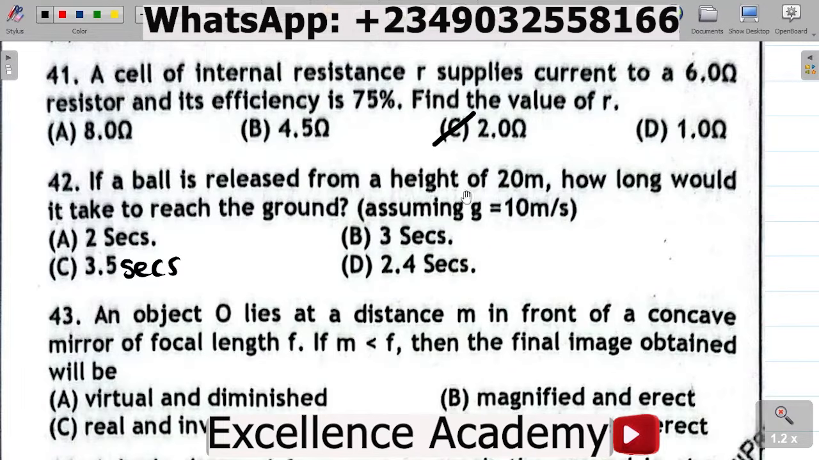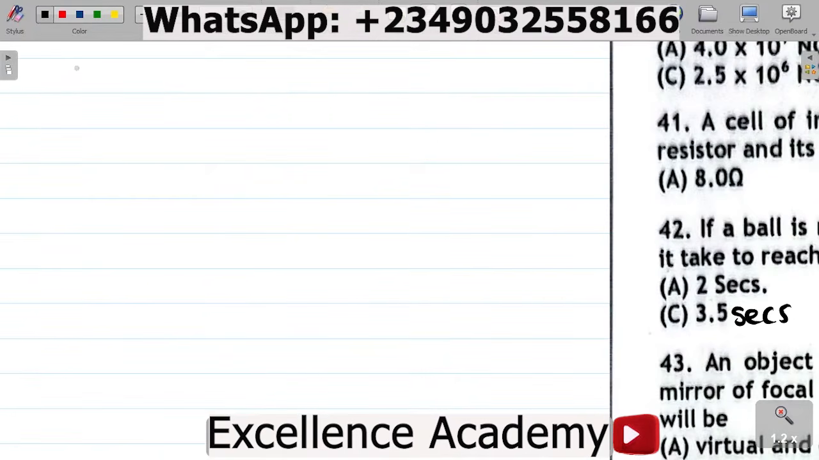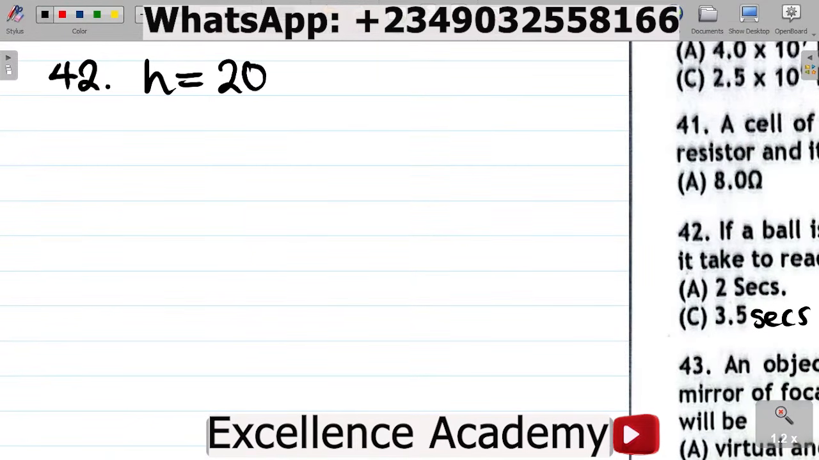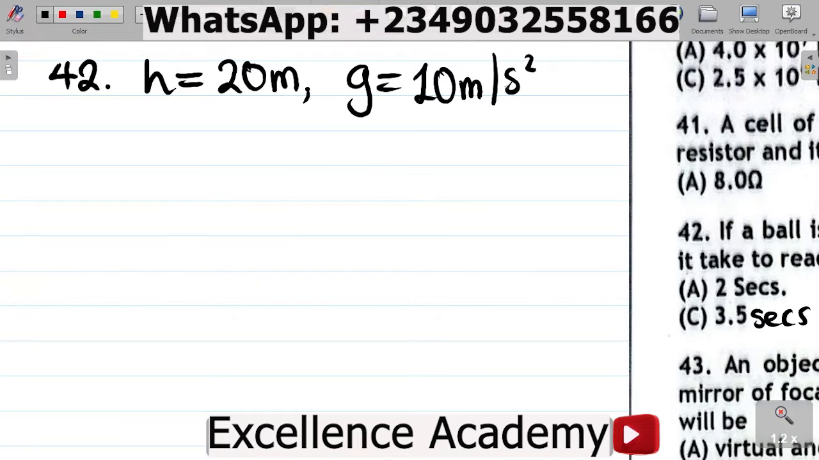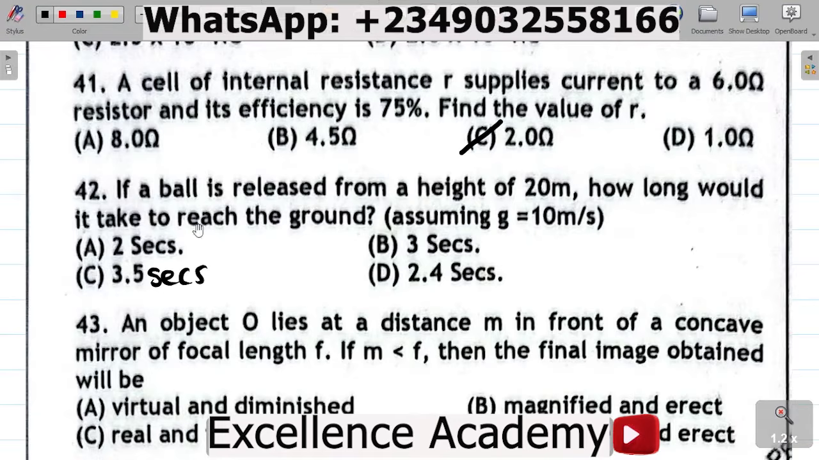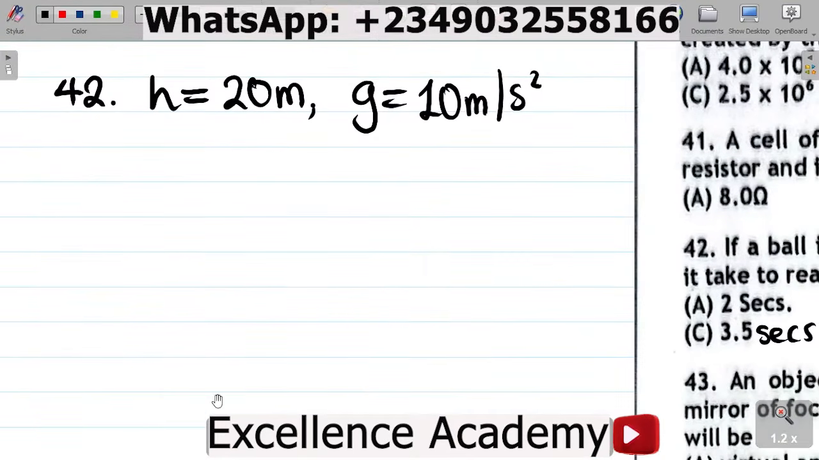Now, let's list our parameters. They said the height here is 20 meters. So for 42, the first we're given there is height, H, as equal to 20 meters. Take acceleration due to gravity as 10 meters per second squared. You're asked to find, what exactly did they say? How long would it take? So how long, talking about time. So t is equal to unknown.